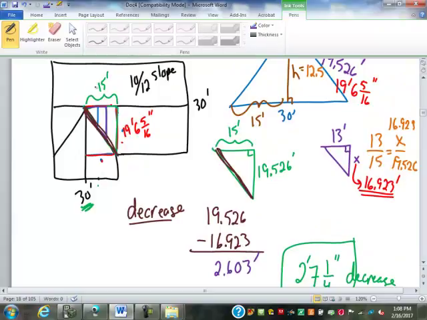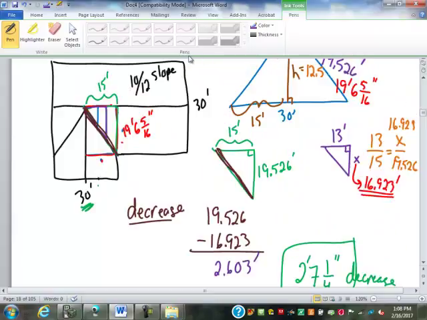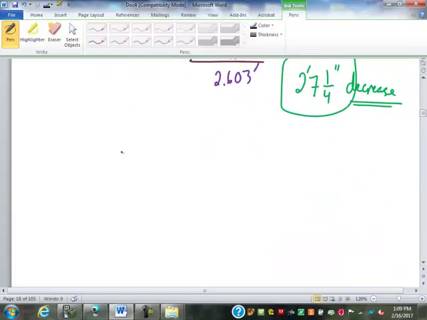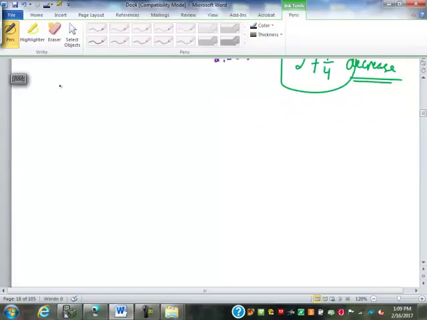Any questions on that? So if you're given that both spans are the same and that both slopes are the same, really no different than dealing with the hip roof. Actually, no different at all. Just the picture's a little different is all. So now on the hip roof, what if I give you a picture that looks like this?